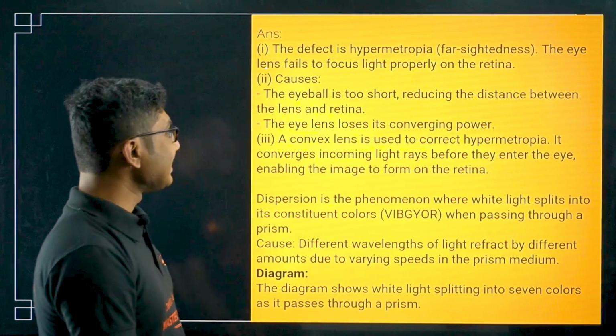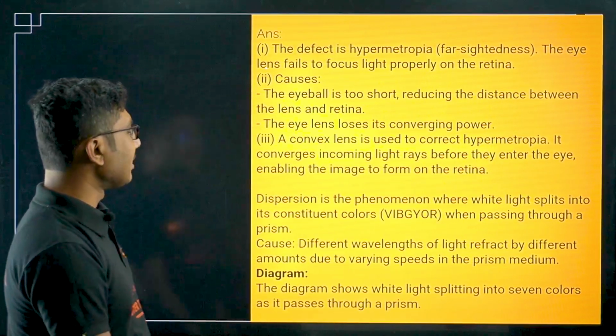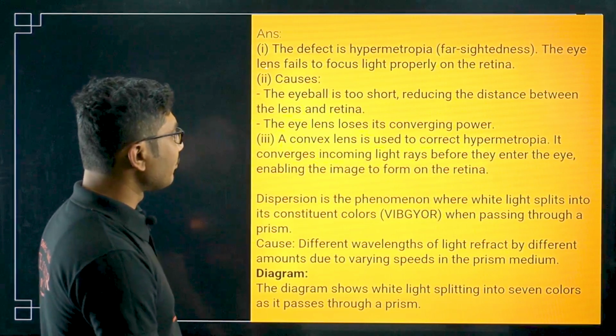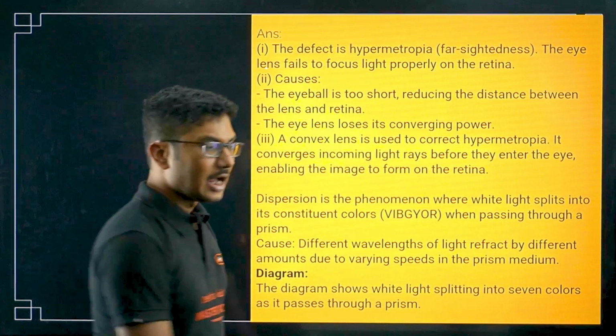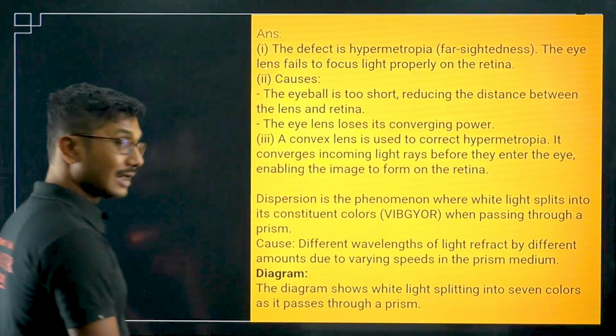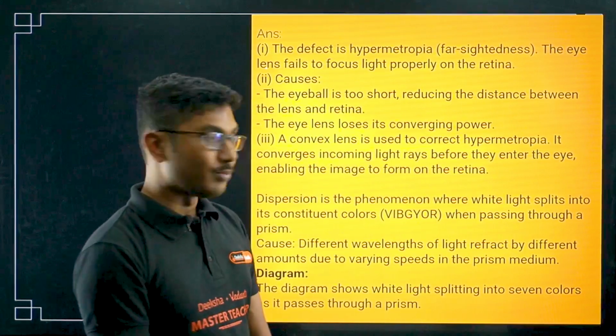Now, a convex lens is used to correct hypermetropia. It converges incoming light rays before they enter the eye, enabling the image to form on the retina. Basically, a convex lens can fix hypermetropia, and a concave lens can fix myopia.